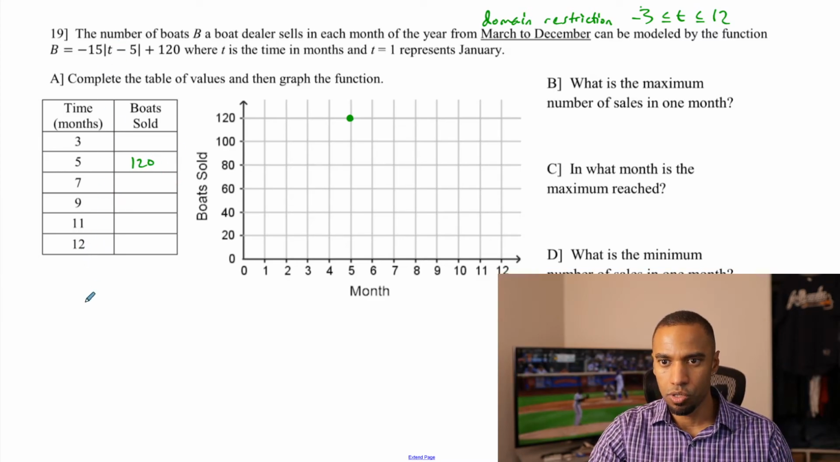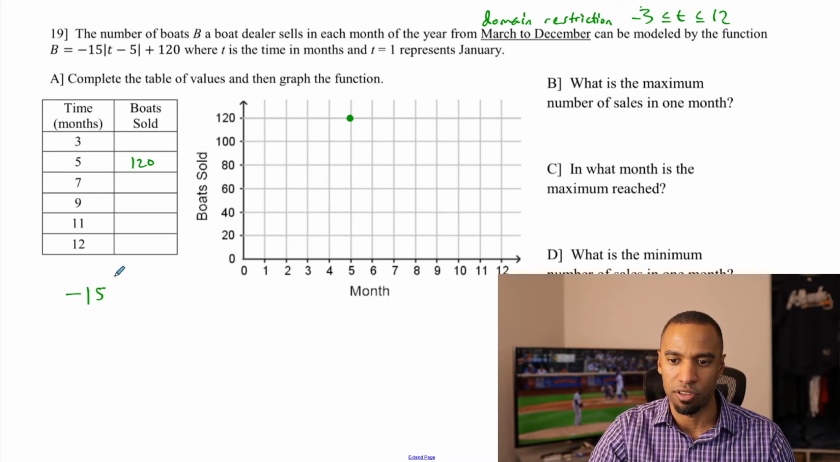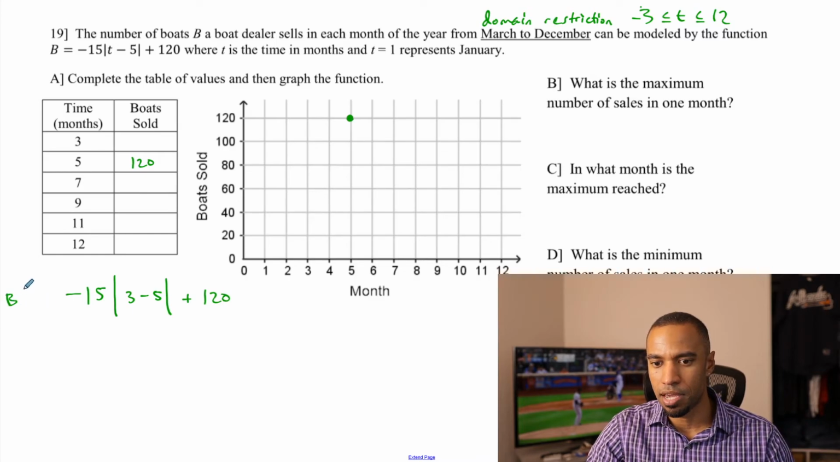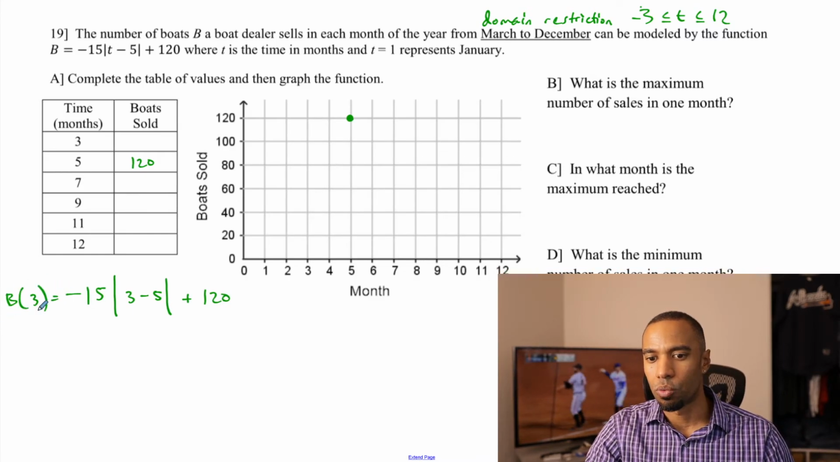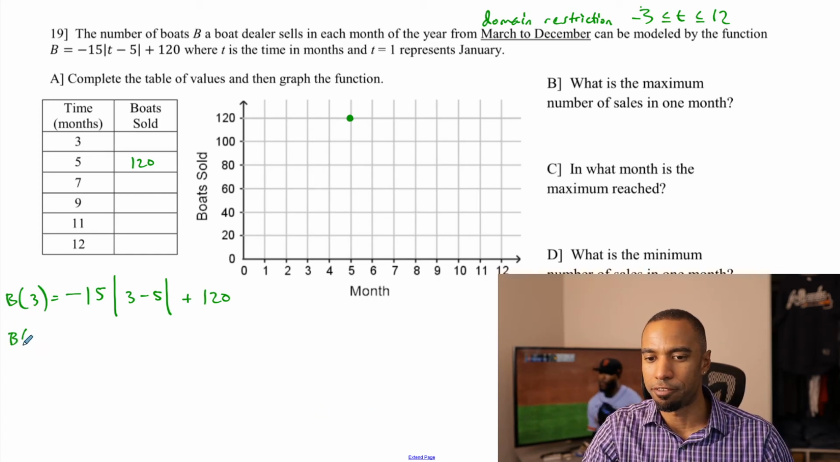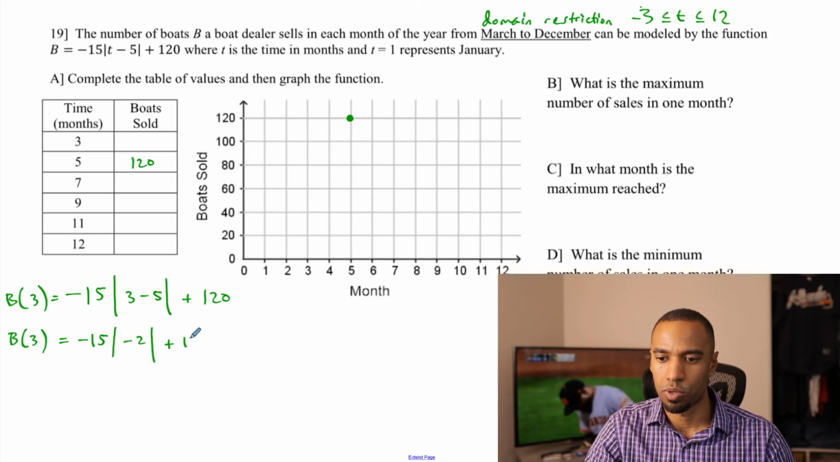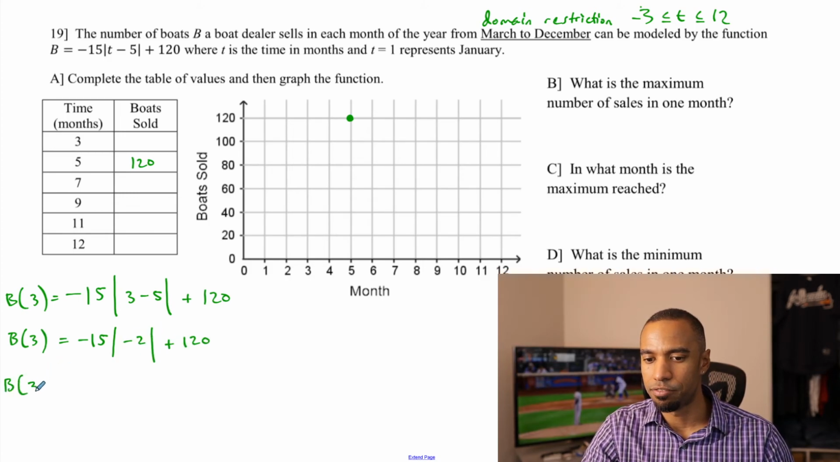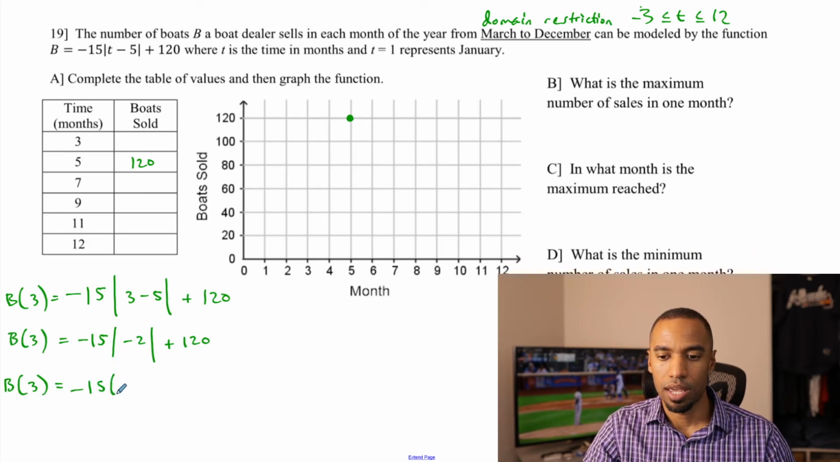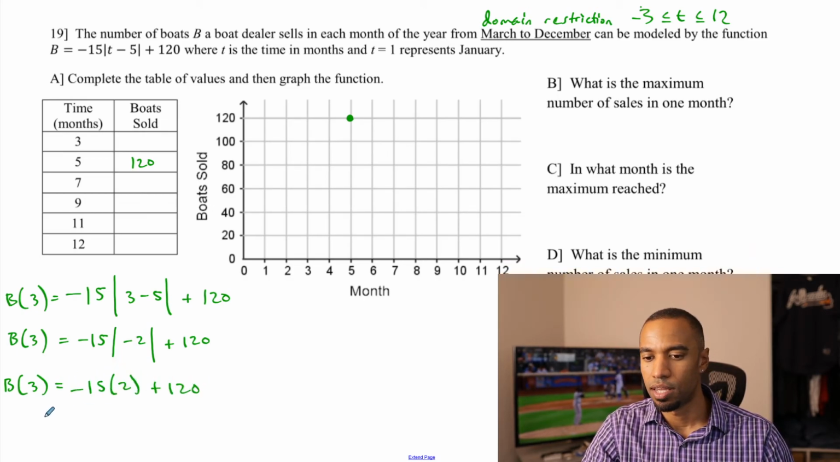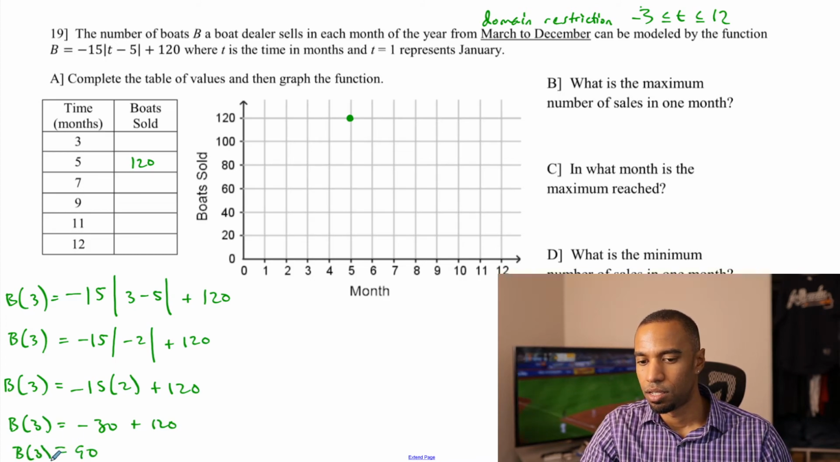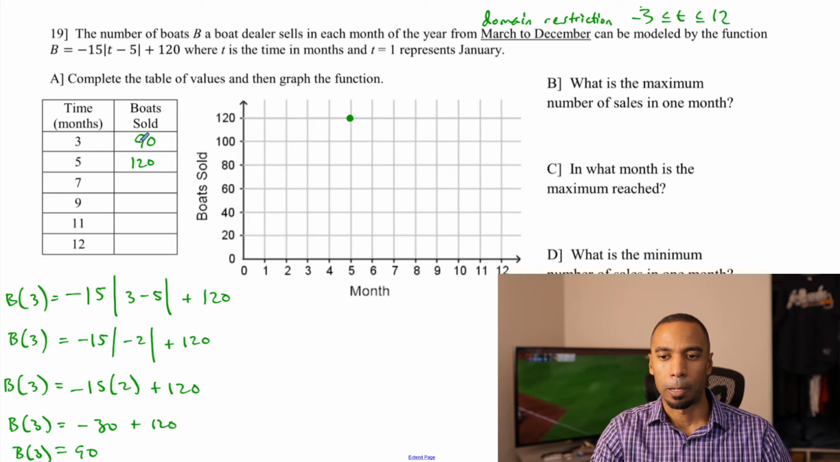If I substitute 3, I'll do this once with you here, and I'll show you something else that we can do after that. 3 minus 5 plus 120. This is going to be B of 3. All right, so right here, if you're going to practice this absolute value stuff, that's going to be negative 15 times the absolute value of negative 2 plus 120. The absolute value of negative 2 is positive 2. So negative 15 times 2 plus 120 is negative 30 plus 120, which is 90. So this is 90 right there, okay?